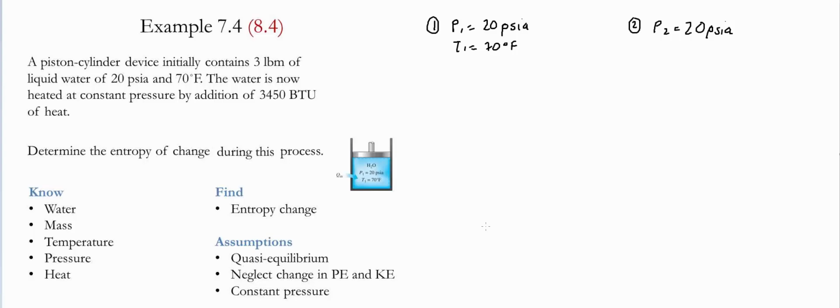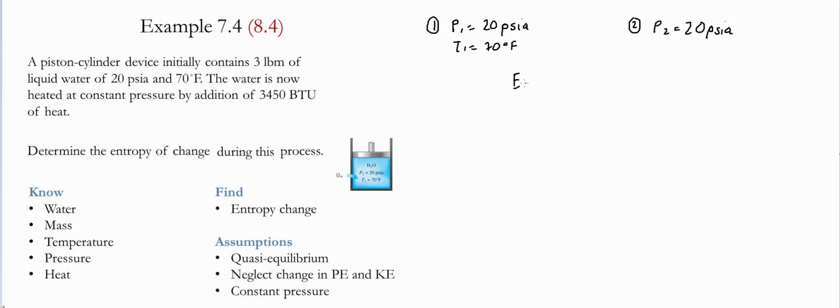In order to solve this problem, we need to find the value of the entropy at both states of the process. In the first state, we have the pressure and the temperature. Therefore, we will be able to find the value of the entropy. However, for state 2, notice that the only quantity that is provided is pressure. Therefore, we need a second quantity in order to find the value of the entropy at that state. What we're going to do is use a balance of energy in order to determine the second quantity that we will need.